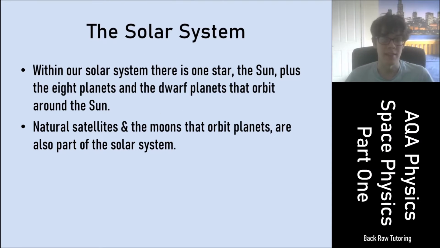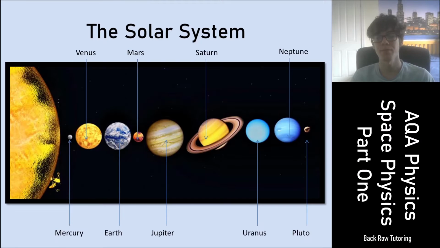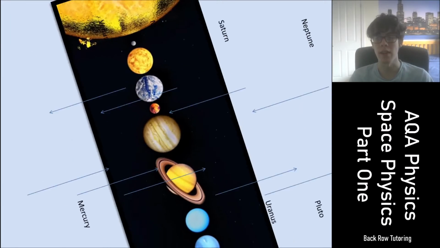So, the solar system. Within our solar system, there is one star, which is the Sun, plus the 8 planets and the dwarf planets that orbit around the Sun. Natural satellites and the moons that orbit planets are also part of the solar system. So, this is the solar system.